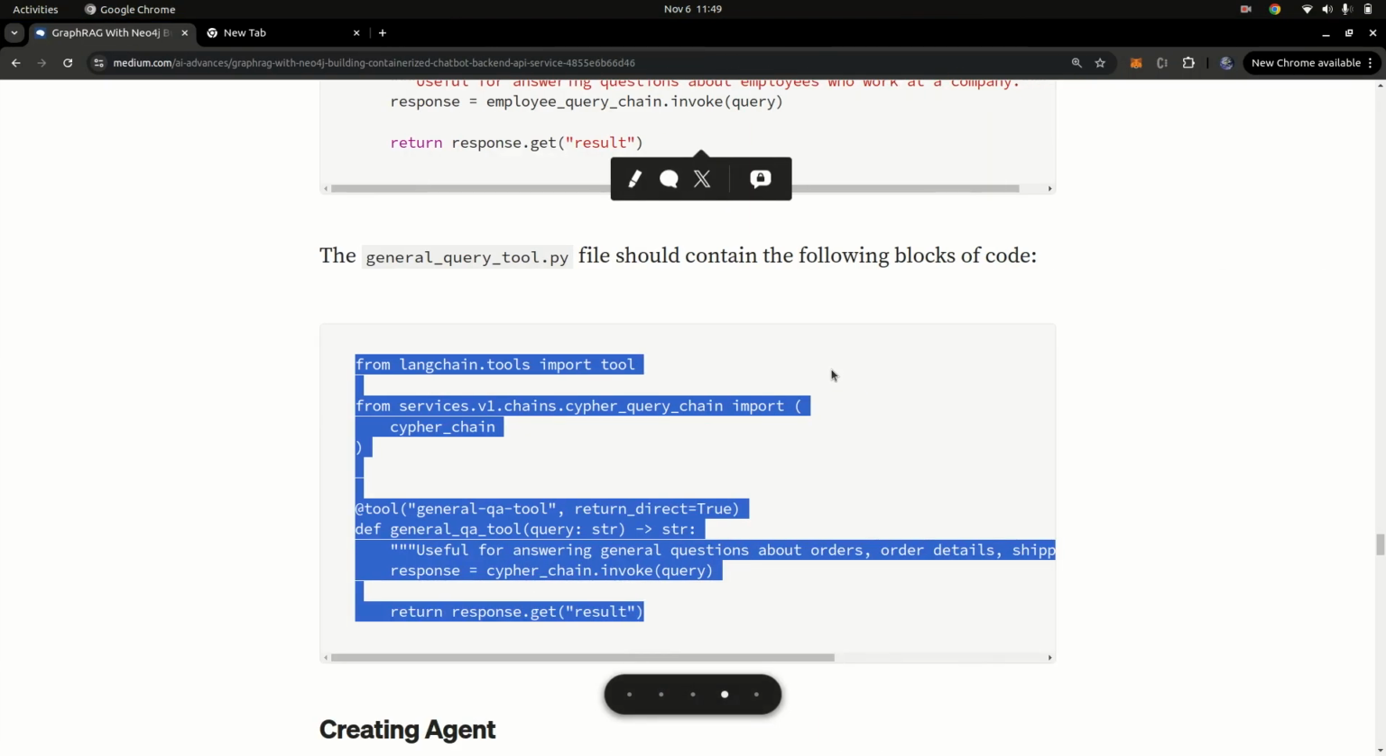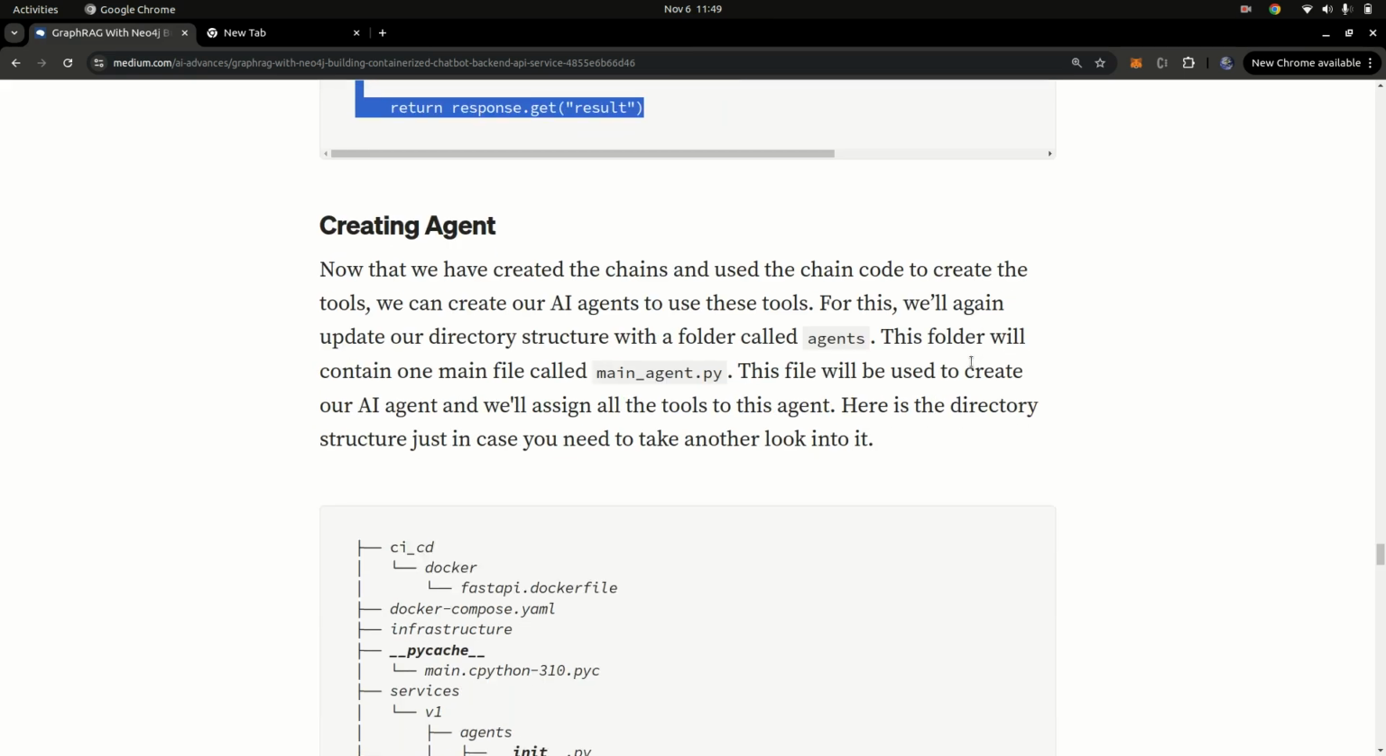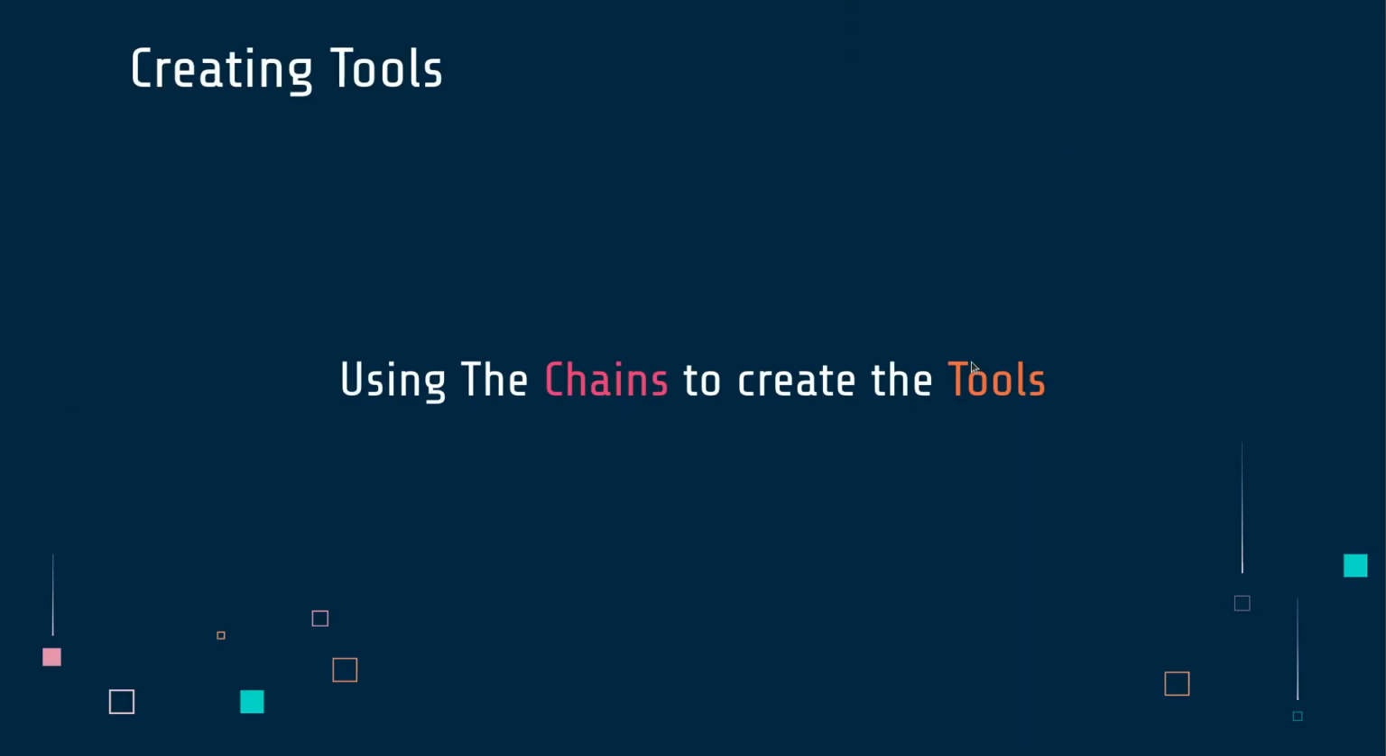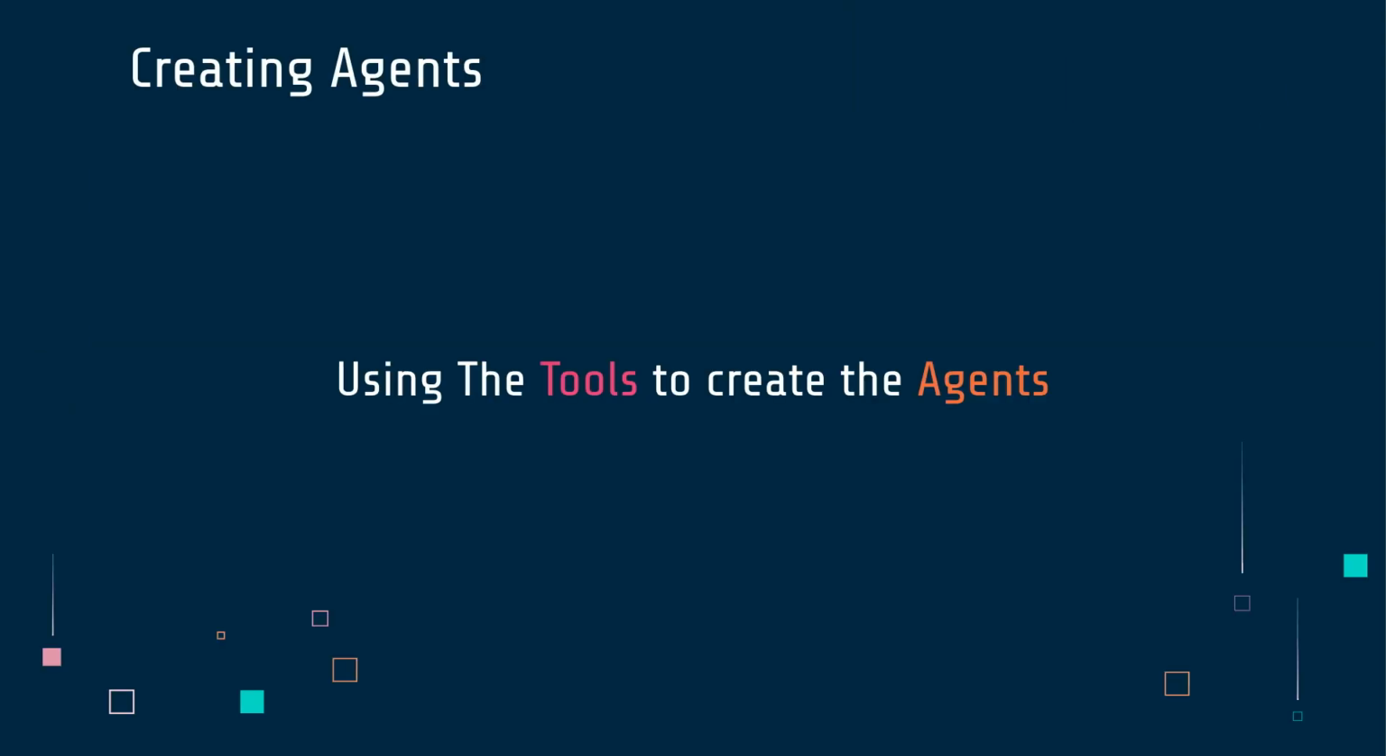Okay, so once we have the tools created, now we have the chain. We use the chain to create the tools. Now we're going to go ahead and create our agent, and we're going to use the tools that we created from the chains to create the agent. So let's go ahead and do that.